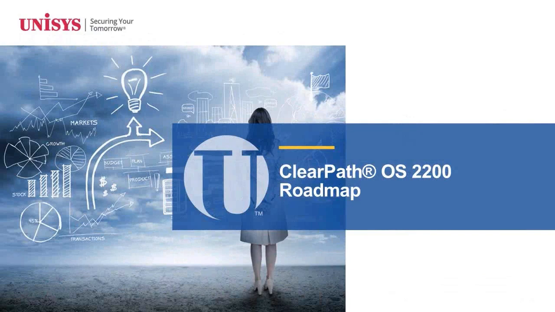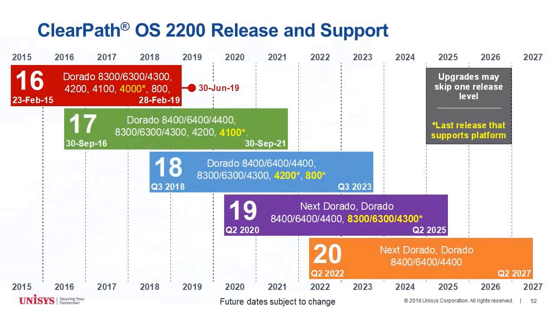Development on Release 19 is already underway, with a number of exciting features in the works. Our release cycle for ClearPath OS 2200 now follows a 2-year release cadence with support for 5 years from the release date. We have shifted to this model as a result of client feedback asking for more time to migrate to a new release level. Support for Release 16 has been extended until the end of June 2019 to accommodate an easier migration path. You will notice that Release 18 is the last release which will support both the Dorado 4200 as well as our final Dorado CMOS to go into support, the Dorado 800.